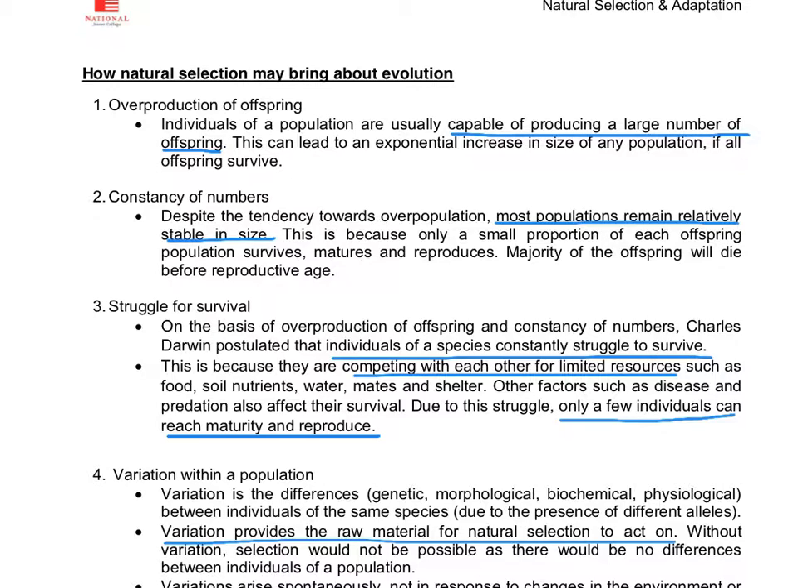What he postulated was, why is there a constancy of numbers, or why is the population stable? It's because there's a struggle for survival, because resources are limited, and individuals need to compete for these resources. That's the reason why you will not have exponential growth in population. Certain individuals will survive better, get the resources, survive to maturity and pass on their traits to the offspring, whereas others might die before reproductive age.